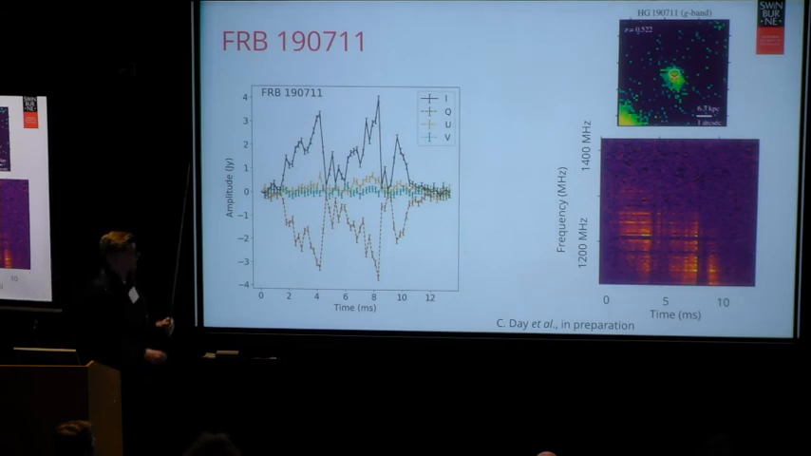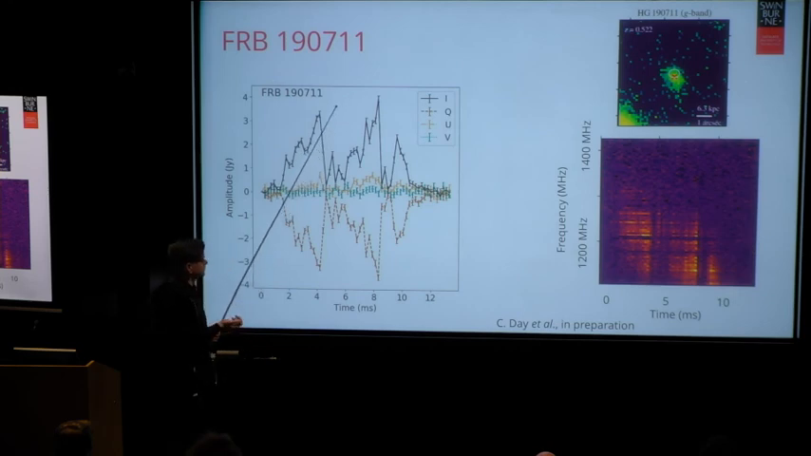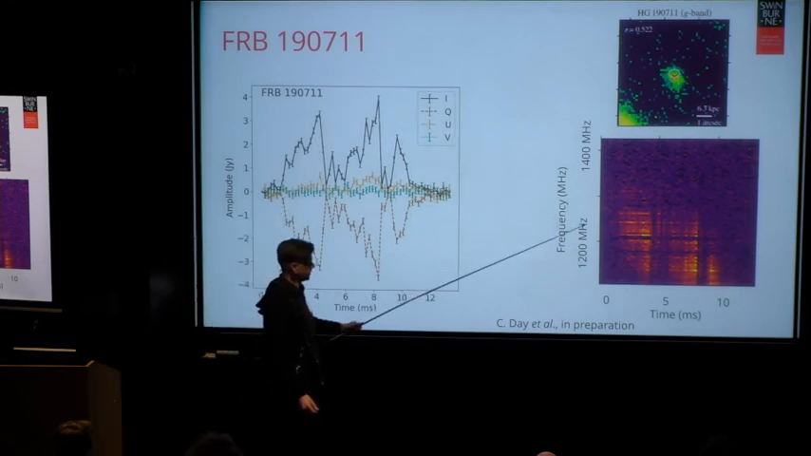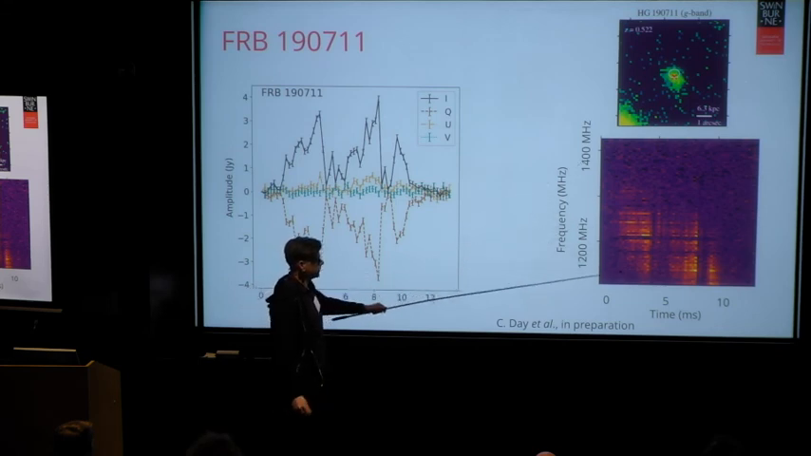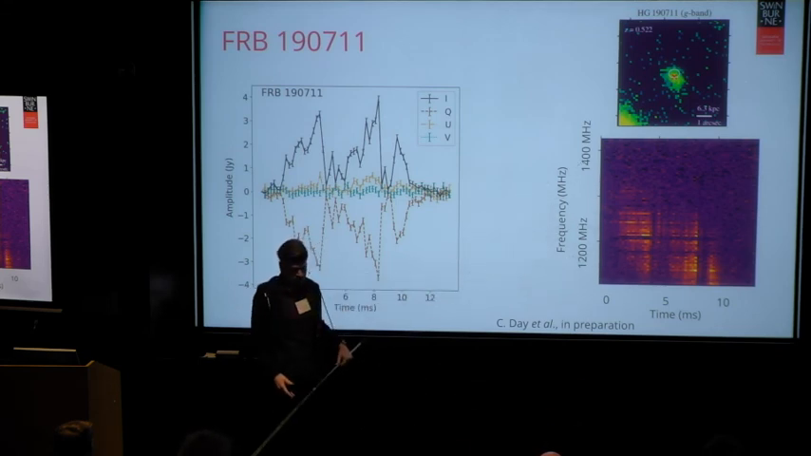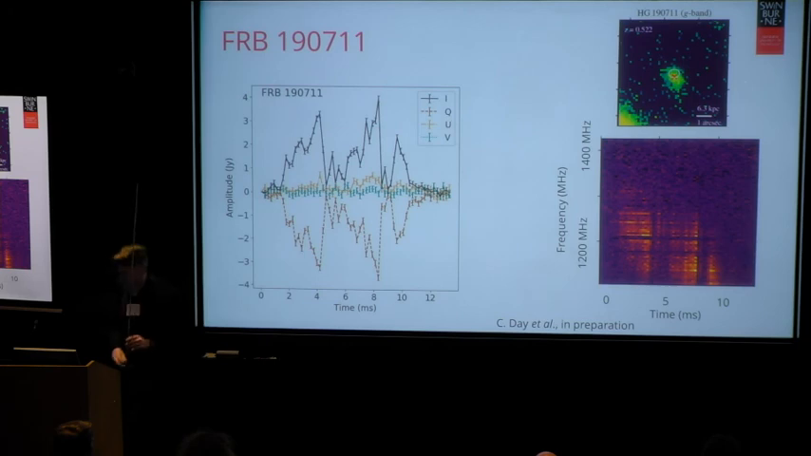Here's now finally an FRB that we haven't seen repeat, but shows again what we see from many of the repeater pulses. It's a very wide pulse profile, and shows the sad trombone effect. So we'd expect this one to repeat as well.